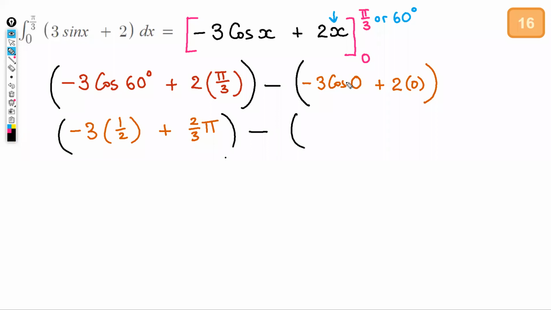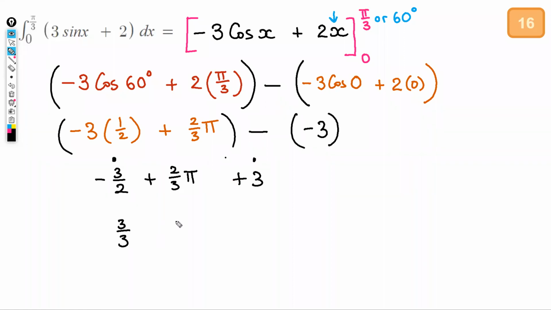Cosine 0 is actually 1. So 1 by minus 3 is minus 3. And 2 multiplied by 0 is 0, so I'm not going to even bother to put that 0 there. So minus 3 multiplied by half is minus 3 on 2, plus 2/3 pi. Minus and a minus is a positive. Minus 3 on 2 plus 3 is positive 3 on 2.